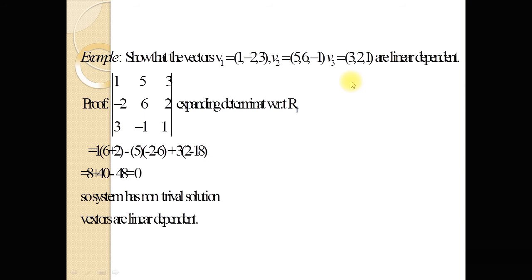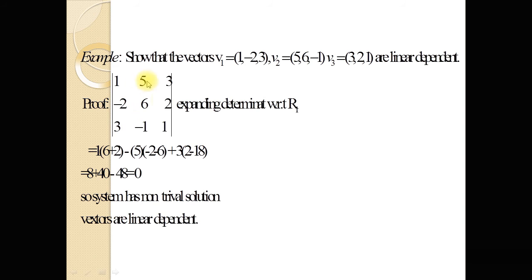So dear students, if we have three vectors in a three-dimensional space, meaning the number of vectors and the number of dimensions are equal, then we can use the determinant procedure. Construct the determinant. The first row contains the first components: 1, 5 and 3. The second row contains the second components: -2, 6 and 2. In the third row are the third components of the vectors: 3, -1 and 1.